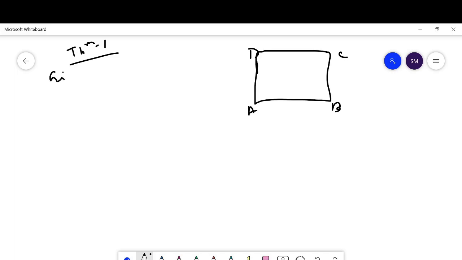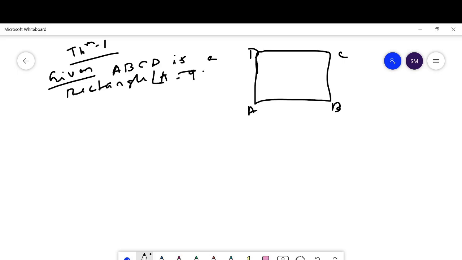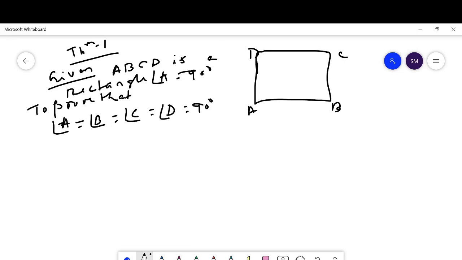The given: ABCD is a rectangle and angle A is equal to 90 degrees. Then to prove that angle A is equal to angle B, meaning each angle of the rectangle is a right angle, equal to 90 degrees. Then here is the proof.